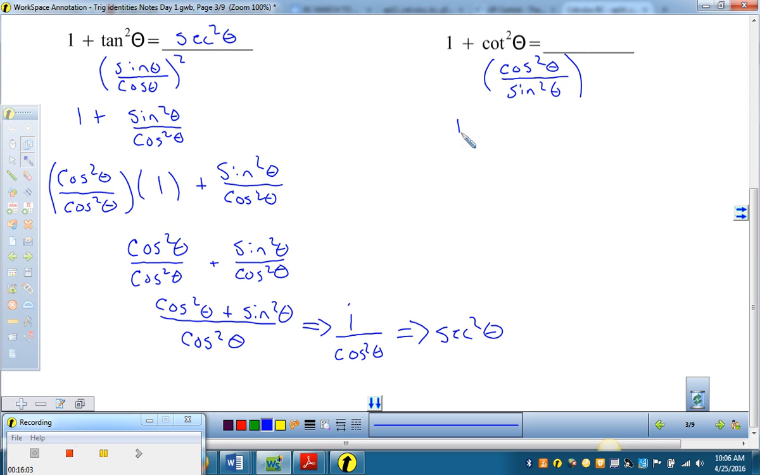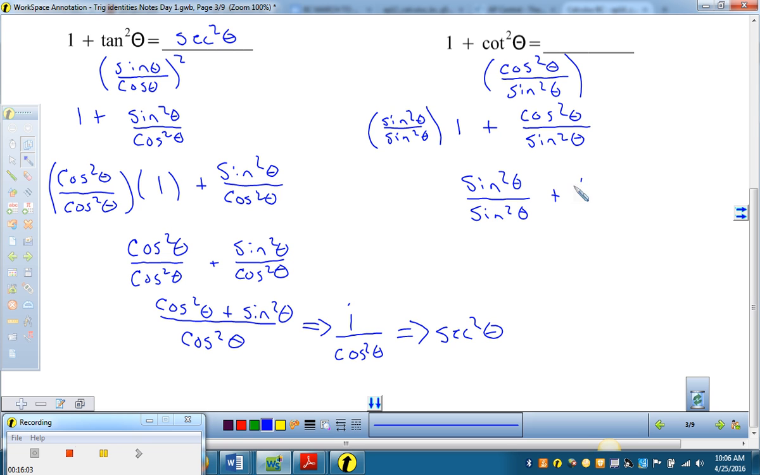All right, so now we have 1 plus cosine squared theta over sine squared theta. Say it a little louder. Multiply by sine squared. Very nice. Multiply 1 by sine squared theta over sine squared theta. And now I have sine squared theta over sine squared theta plus cosine squared theta over sine squared theta.